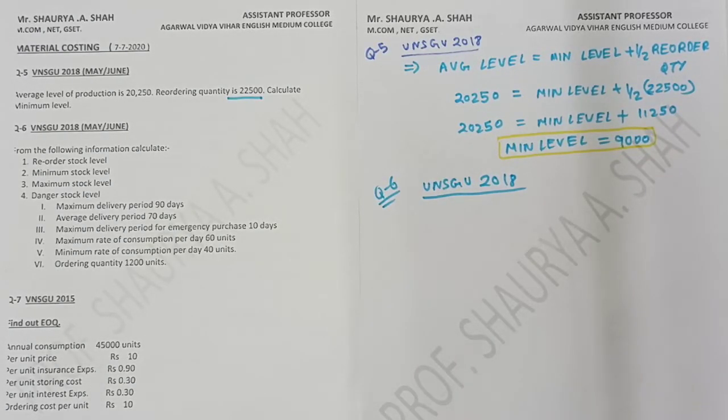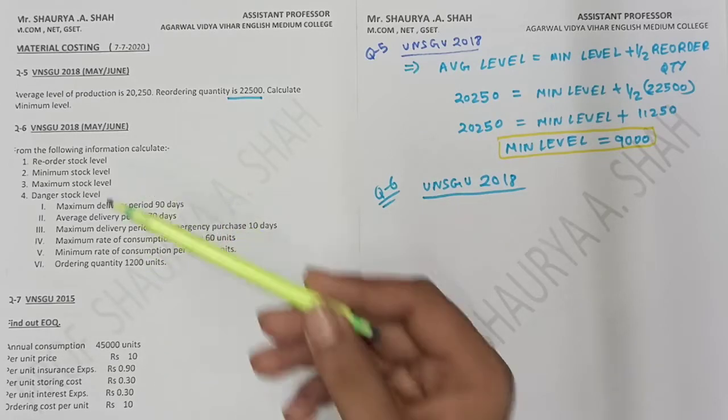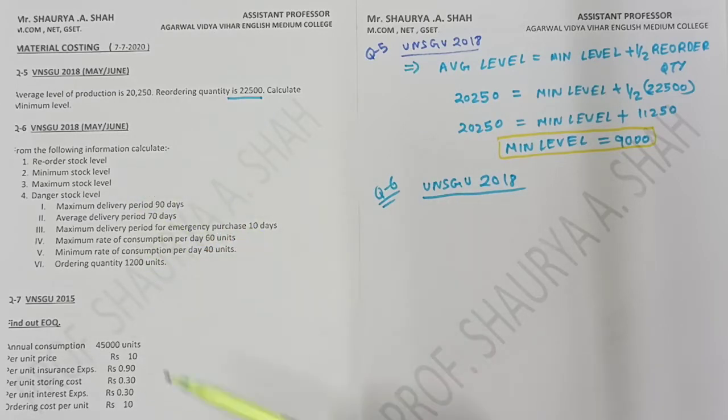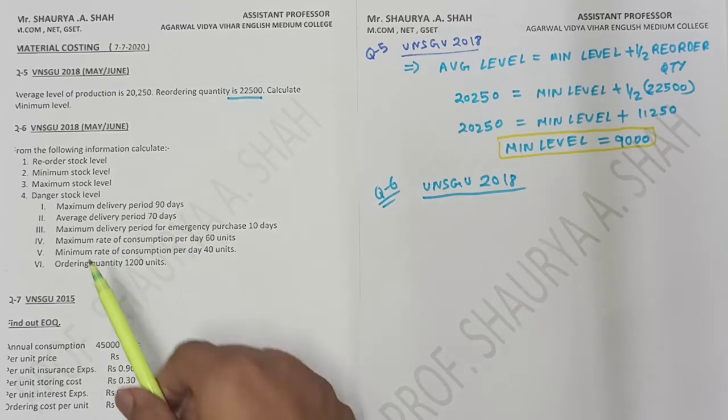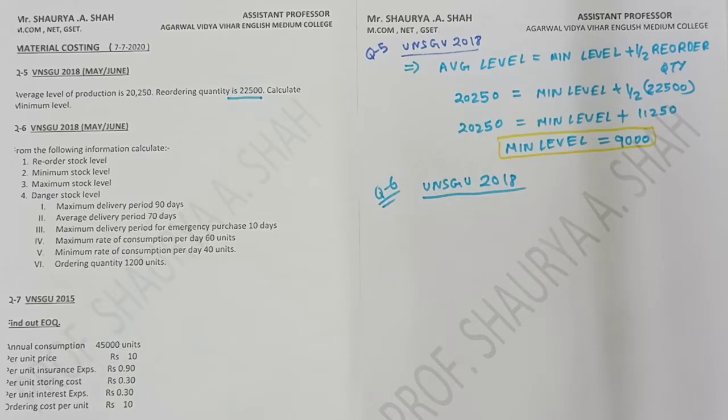Fine. What is being given, students? What you need to find out first of all is given, right? The very first thing is your reorder stock level. You need to calculate. Minimum level, maximum level will remain the same in every sum that you need to find out. And the fourth thing is your danger stock level, right? So for finding these 4 things out, you have been given certain particulars.